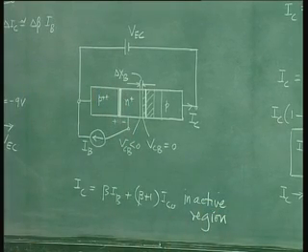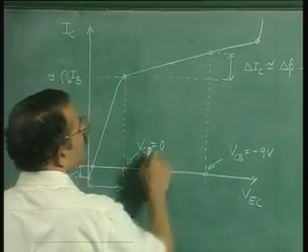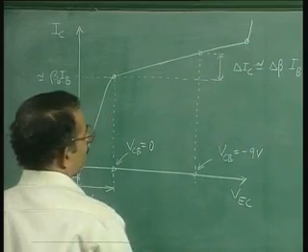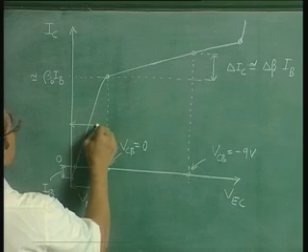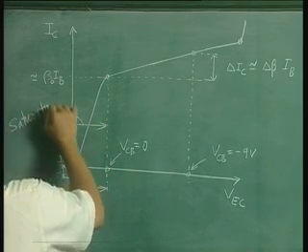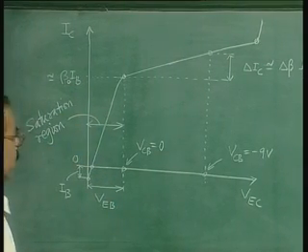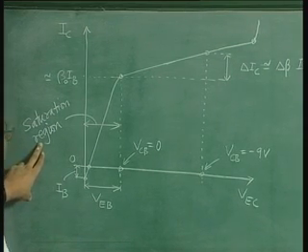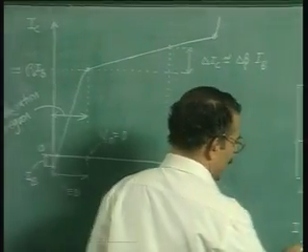So from here, that is VCB equal to 0 to breakdown, you have the active region, and this region is called the saturation region. This is saturation. Why is this called the saturation region? We will see shortly why the word saturation is used here. But right now let us return to the active region, and this is the equation.